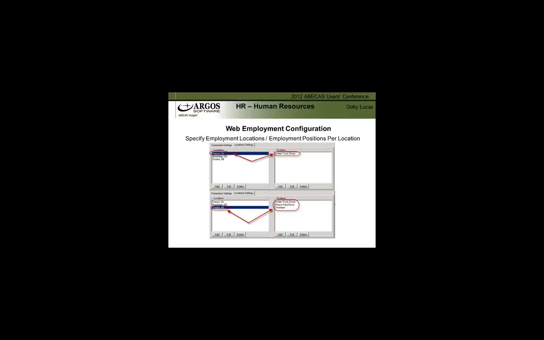This is an example of some customization that you set up yourself. On the left, you'll see various locations. On the right, you'll see various positions. The positions on the right are the job offerings that you're placing on the web related to the location listed on the left. So as an applicant chooses a location they wish to apply for, they will see the list of open positions and opportunities that they can then apply for.